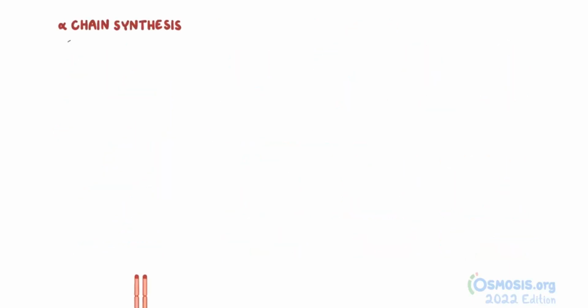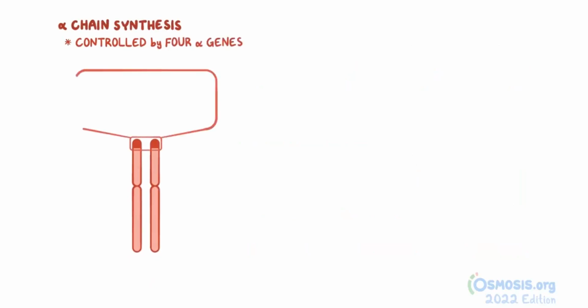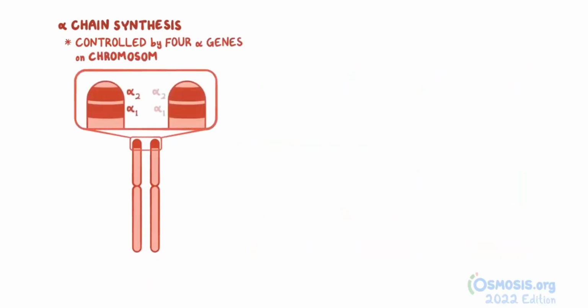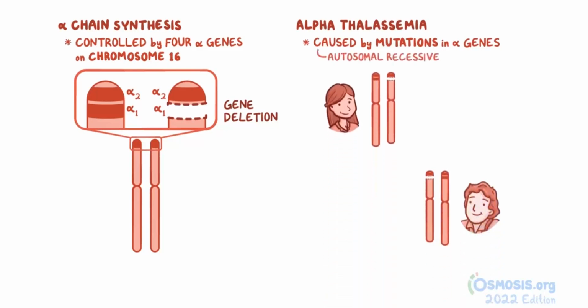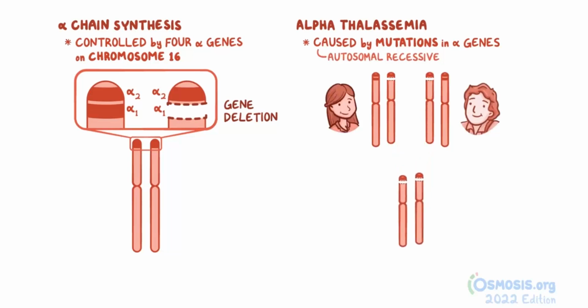Alpha chain synthesis is controlled by 4 alpha genes, 2 on each copy of chromosome 16. And alpha thalassemia is caused by mutations in the alpha genes, most commonly a gene deletion. The mutations are inherited in an autosomal recessive pattern, which means that you need mutated genes from both parents to get the disease.